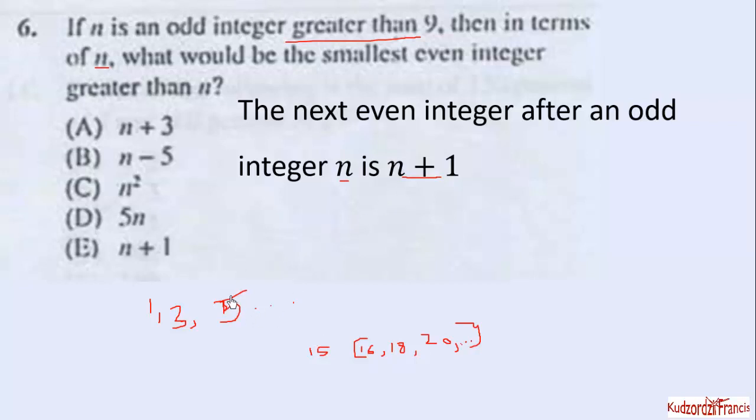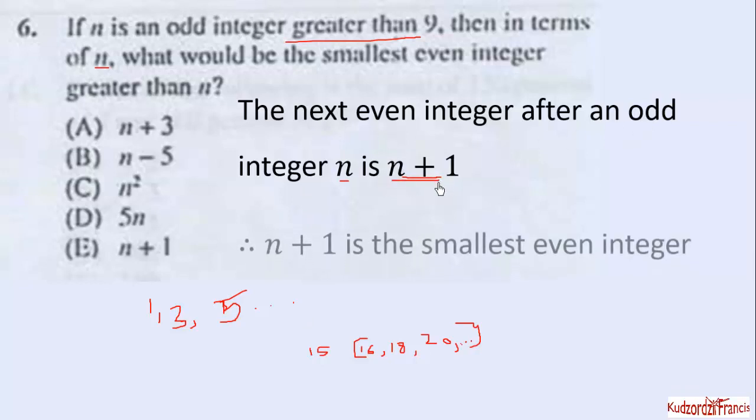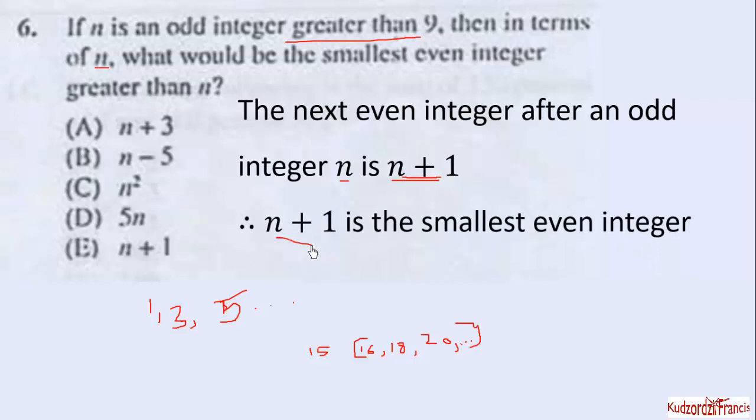So I was just using this to explain. So the understanding is that the next even integer after an odd integer will be n plus 1. And this n plus 1 is the smallest even integer that is greater than this odd integer. So the correct answer will be E.